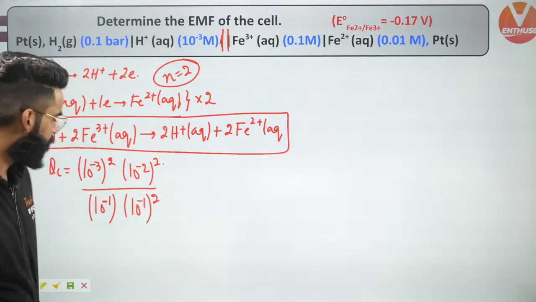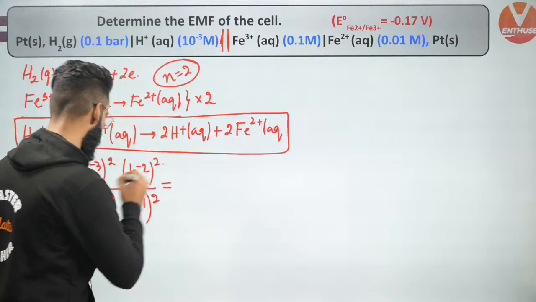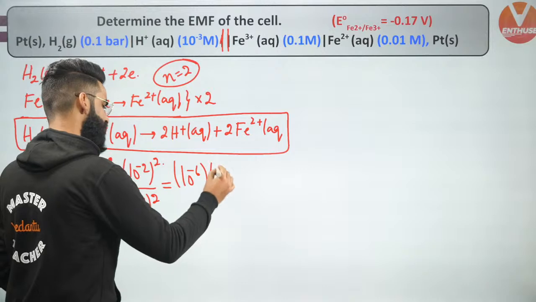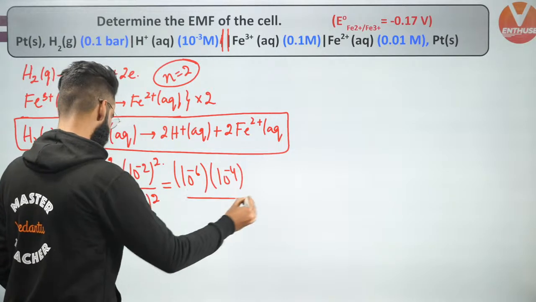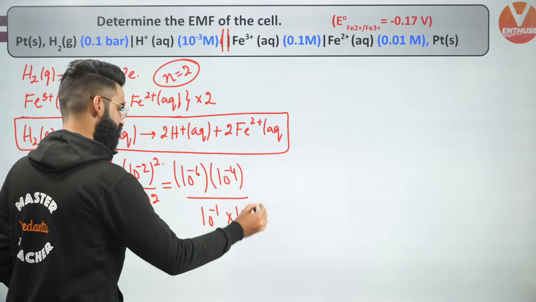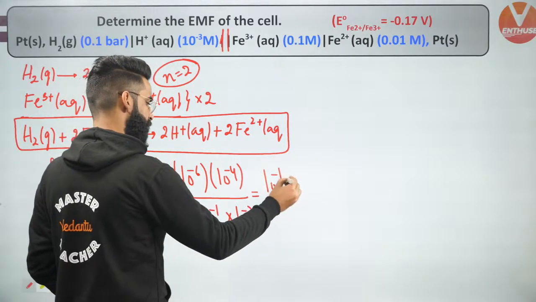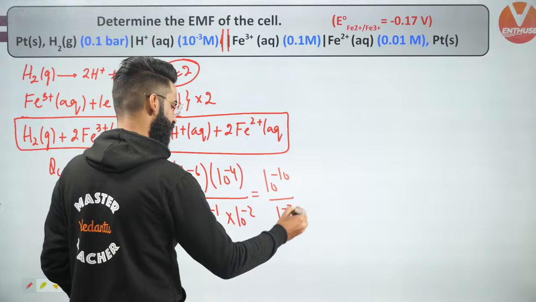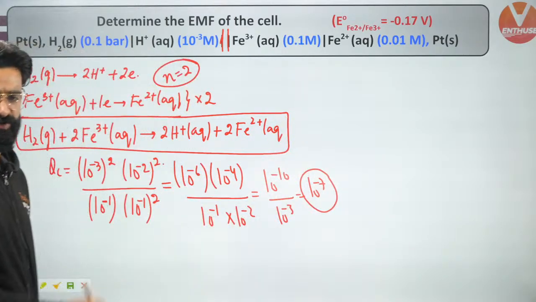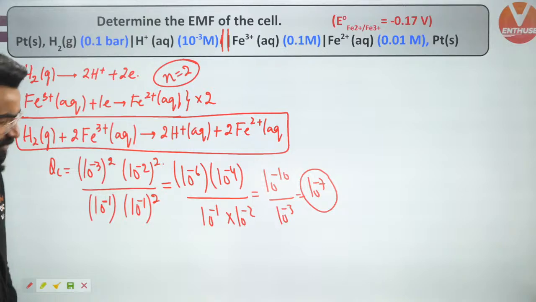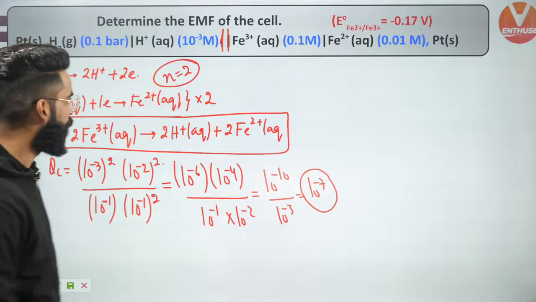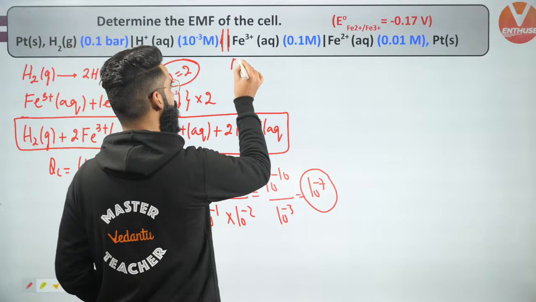What is the value of QC which you are getting from here? In the numerator, 10 power minus 6 multiplied by 10 power minus 4, and in the denominator, 10 power minus 1 multiplied by 10 power minus 2. In the numerator you are getting 10 power minus 10, in the denominator 10 power minus 3. So you are getting the value as 10 power minus 7. This is the value of QC which you got right here. So people, I got the value of QC, I got the value of N. Now, what am I supposed to calculate? I'm supposed to calculate E naught cell now.